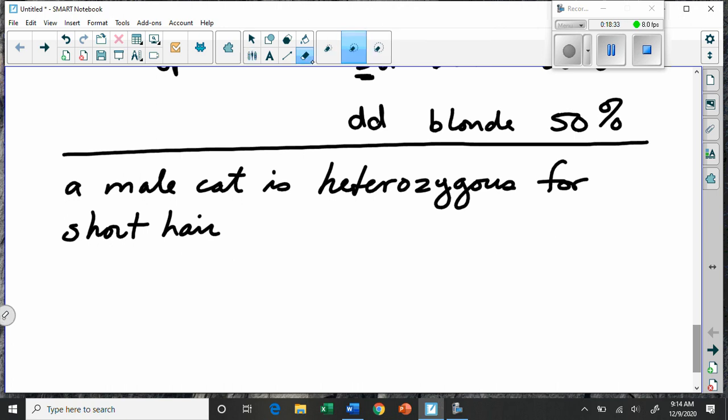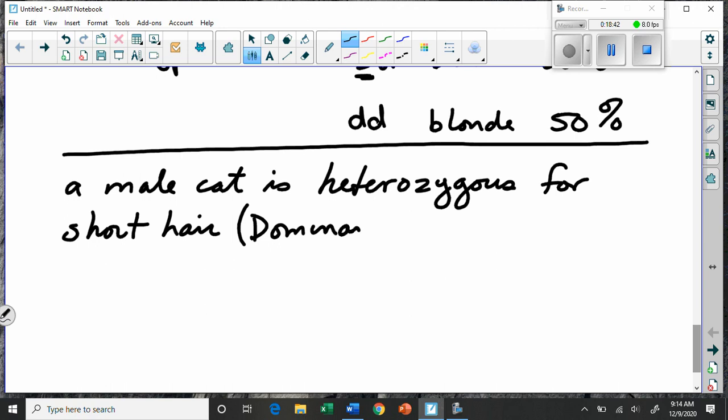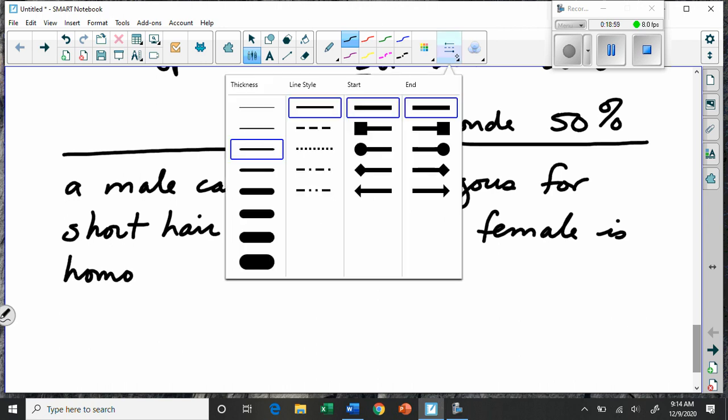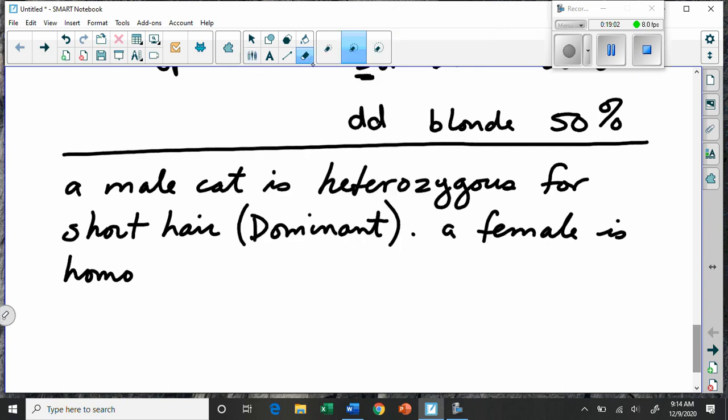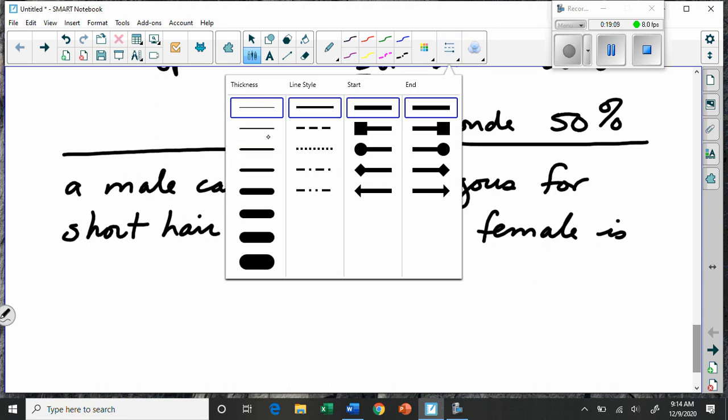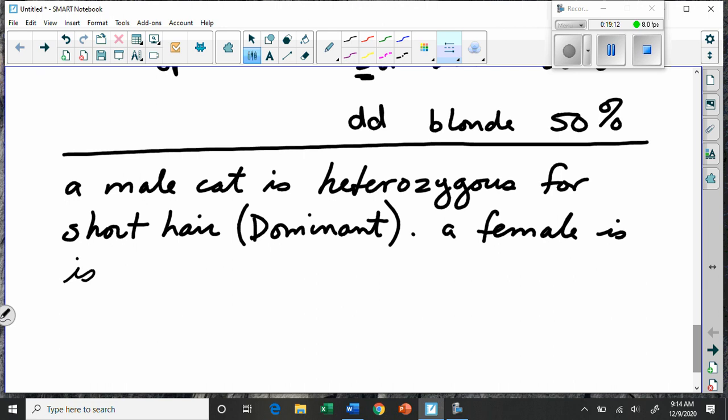I should say is heterozygous with short hair. Well, actually, for short hair, and I'm going to say that that's the dominant condition, short hair. I'll just remind you, because we're not going to memorize all the different possibilities. A female is homozygous. No, let's go heterozygous again, just to make it interesting. A female is also heterozygous for this trait.